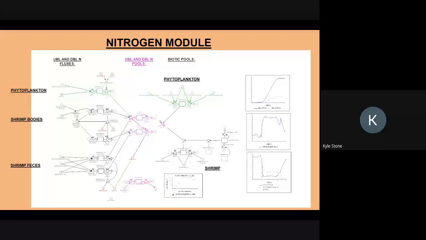So I pointed out this column is fluxes in the lake. This column here is the pools, what's being stored in the phytoplankton, what's being stored in shrimp. And then in the middle here, we have a purple column, which is what you would measure in the water.